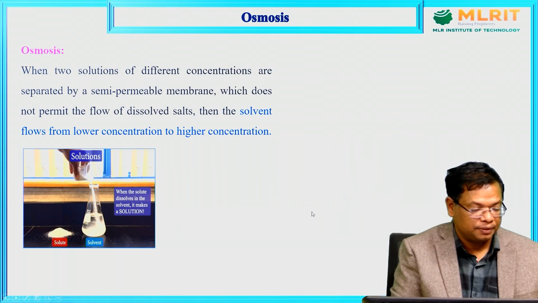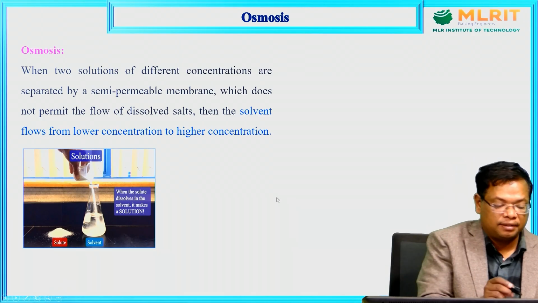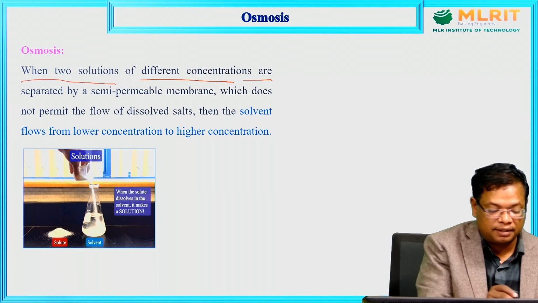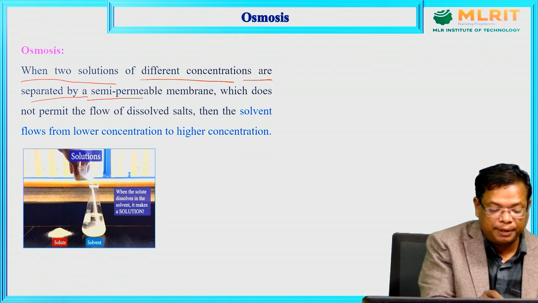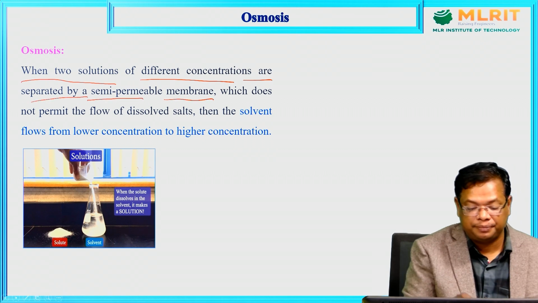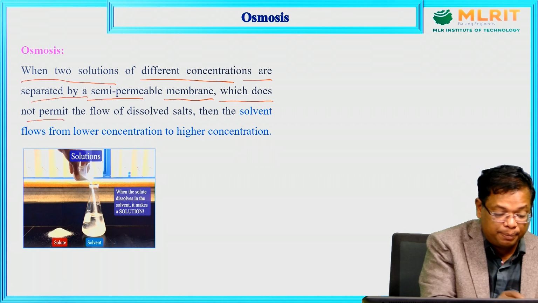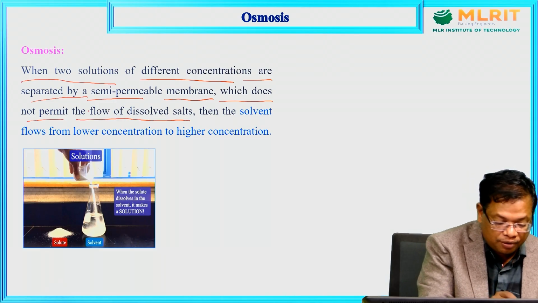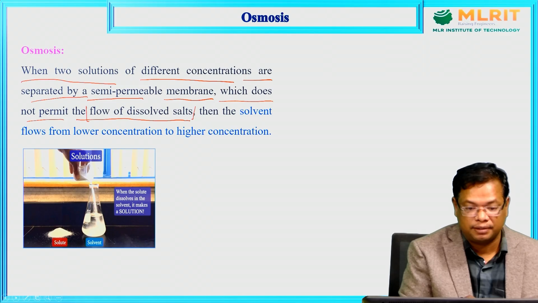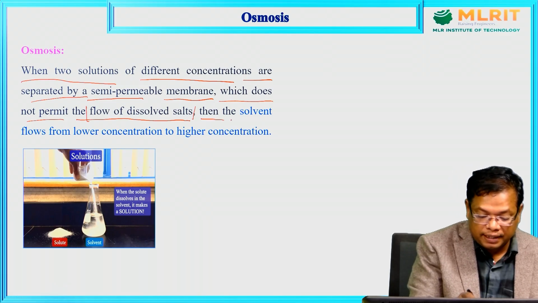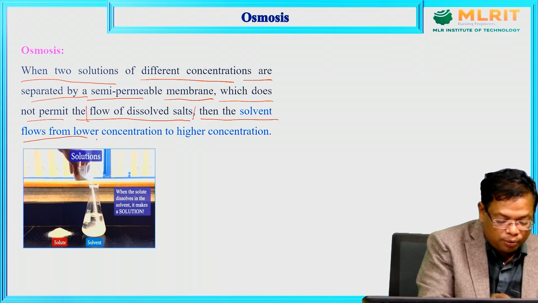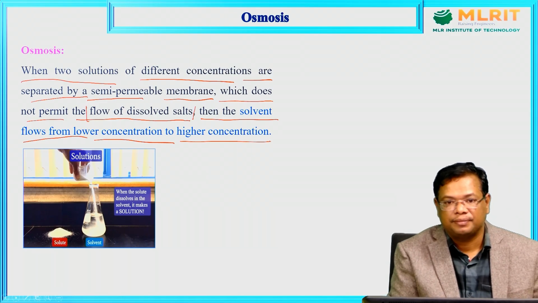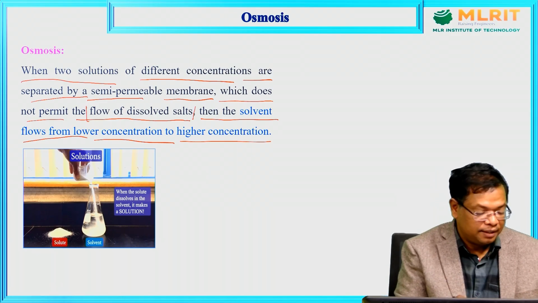osmosis. So, what is osmosis? When two solutions of different concentrations are separated by a semi-permeable membrane which does not permit the flow of dissolved salts, then the solvent flows from lower concentration to higher concentration. So, this is the definition.